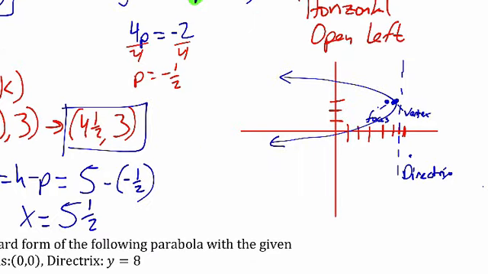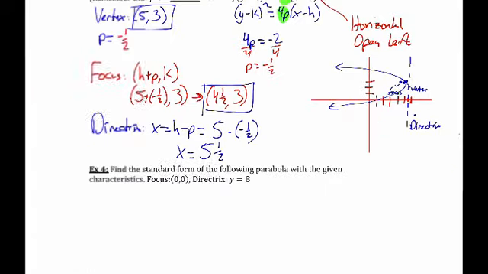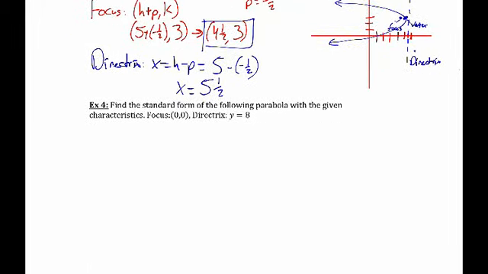Let's take a look at one final example here. We're asked to find the standard form of the following parabola with the given characteristics. We got a focus at 0, 0 and a directrix at y equals 8. Let me write those down again. So we got our directrix at y equals 8 and a focus at the point 0, 0.